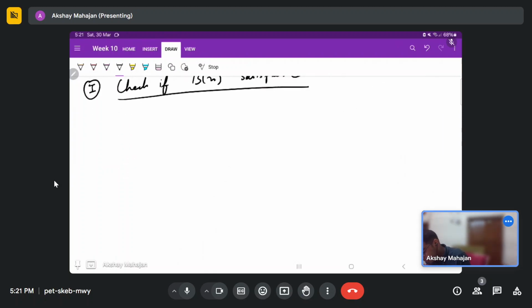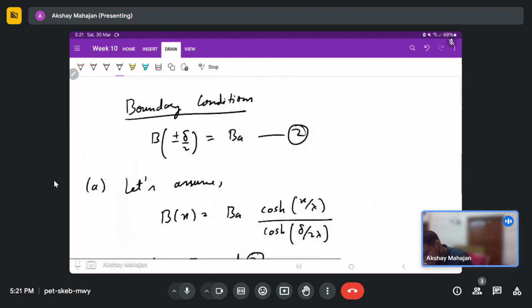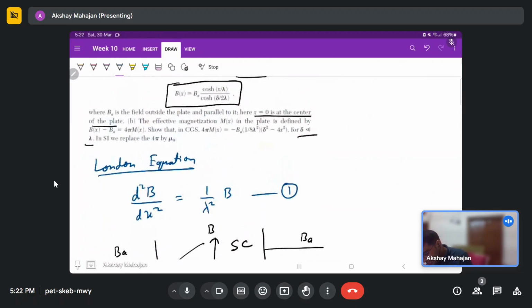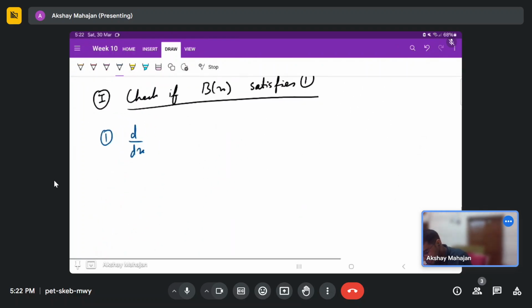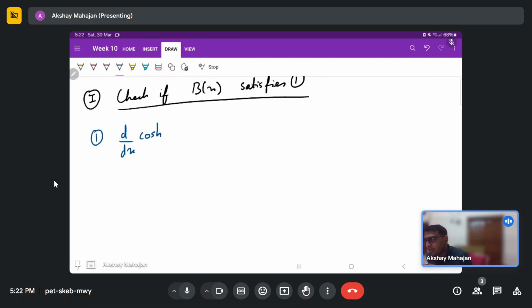Here, a reminder, we will use these two formulas. As you know, we have to put in b and take the derivative of this b. For that we need to remember that d by dx of cosh x equals sinh x.